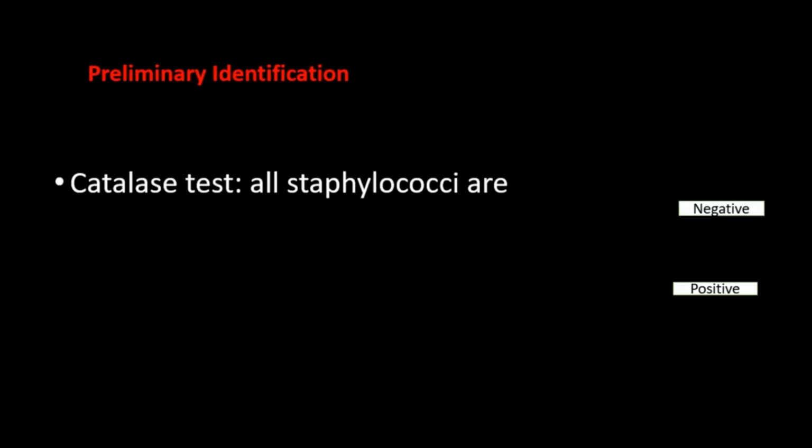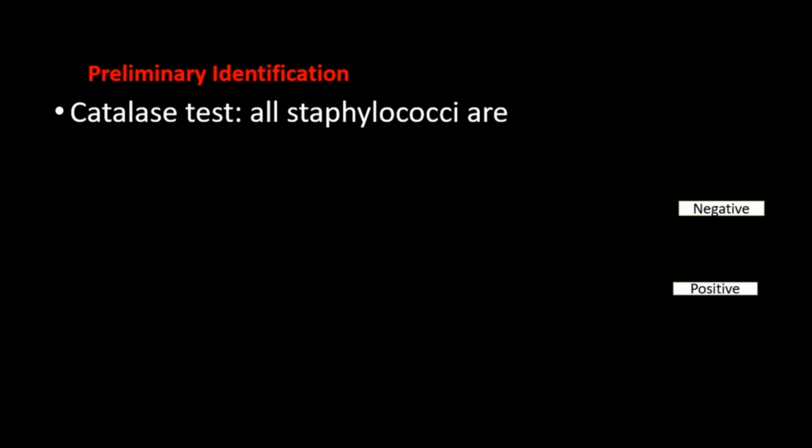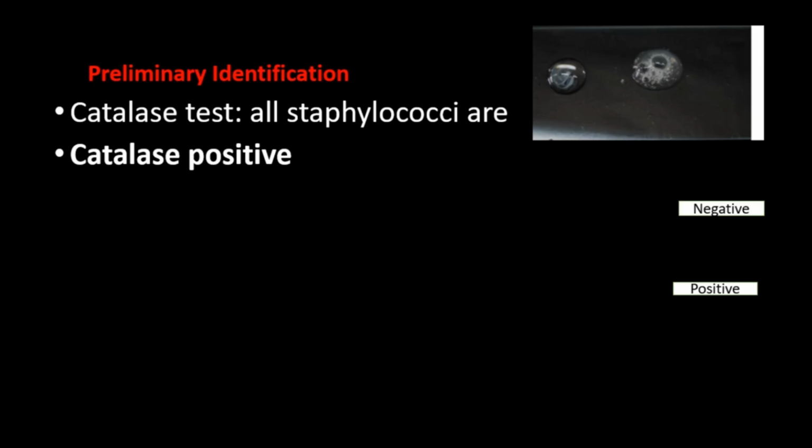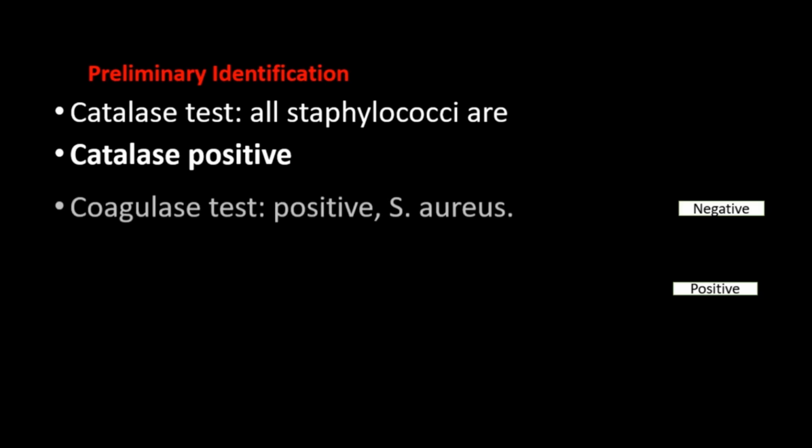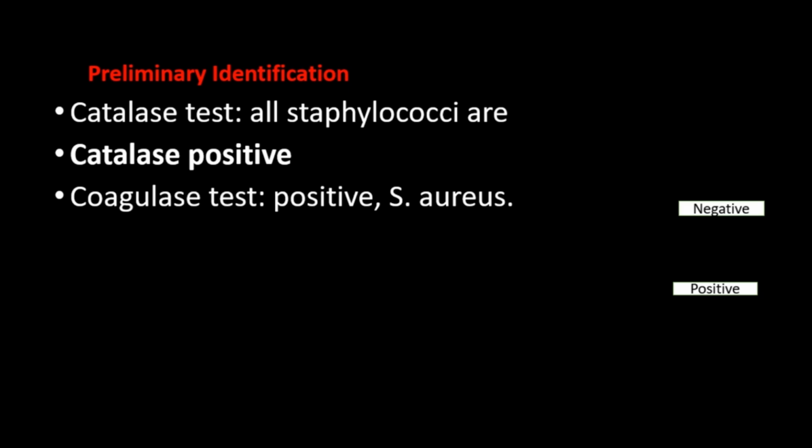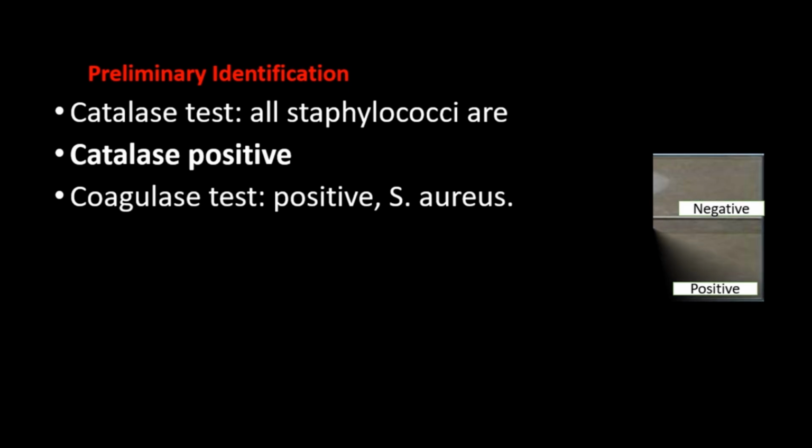Preliminary identification of Staphylococcus aureus. First, we'll look at the catalase test. All species in the group Staphylococci are catalase positive, which means that they are able to reduce hydrogen peroxide into oxygen and water. The released oxygen produces bubbles, which is a positive catalase test. Coagulase test. Only Staphylococcus aureus in the group Staphylococci is able to produce the enzyme coagulase that leads to clotting of plasma.